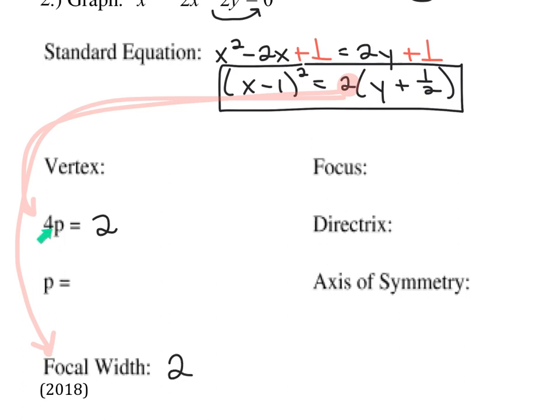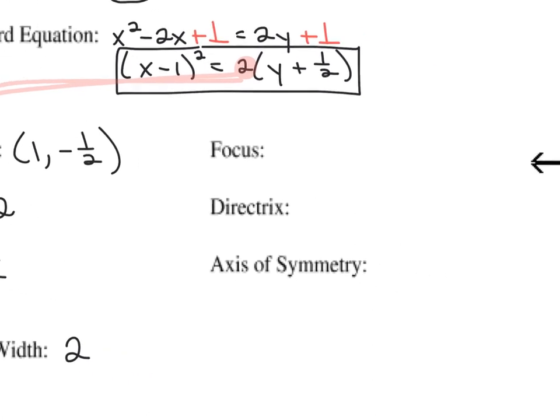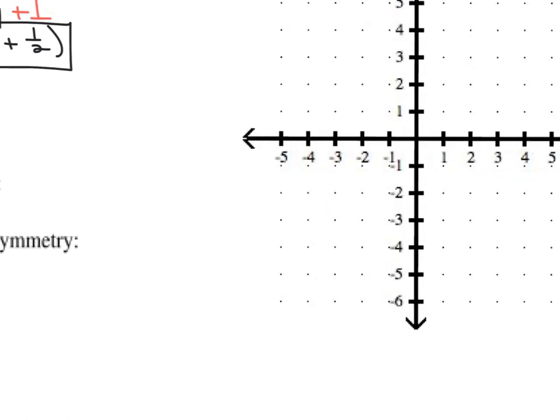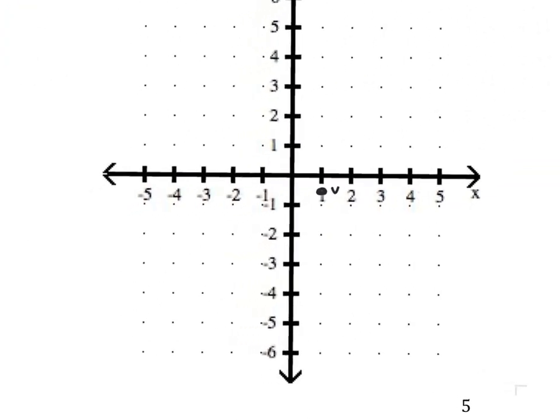Now, if 4p equals 2, then p is equal to 1/2. Just divide both sides by 4, you get 2/4, which is 1/2. And the vertex is your h, which is 1, and your k, which is -1/2. So we've gotten all that we needed from the equation, so I'm going to go ahead and scoot over to my graph and plot my vertex first. So 1, -1/2. A little V there for the vertex.